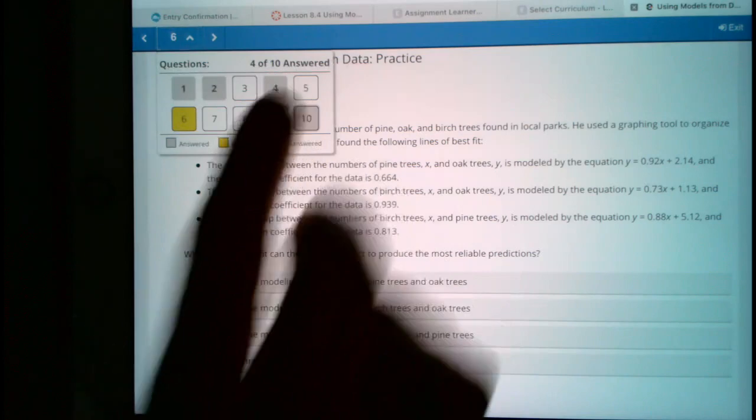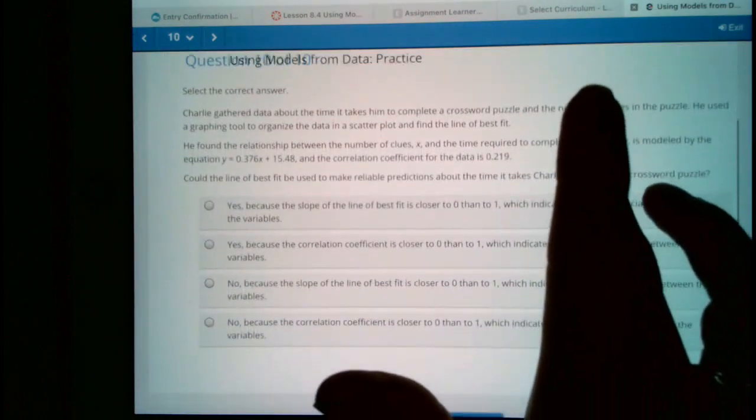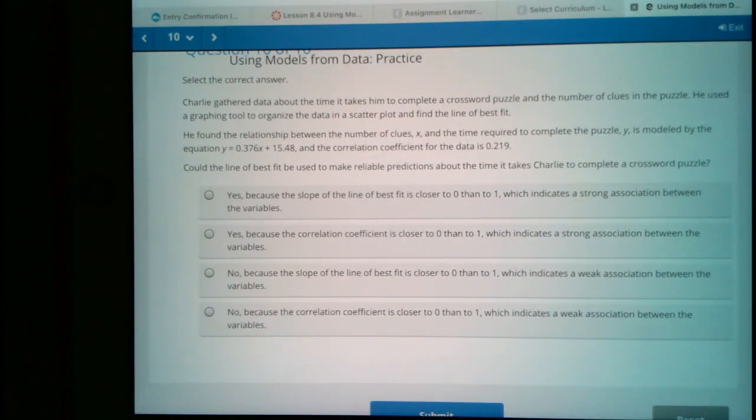One more similar problem on this topic with respect to correlation coefficients. Charlie gathered data about the time it takes him to complete a crossword puzzle and the number of clues in the puzzle. He used a graphing tool to organize the data in a scatter plot and find the line of best fit. He found the relationship between the number of clues X and the time required to complete the puzzle Y is modeled by the equation Y equals 0.376X plus 15.48, and the correlation coefficient for the data is 0.219.